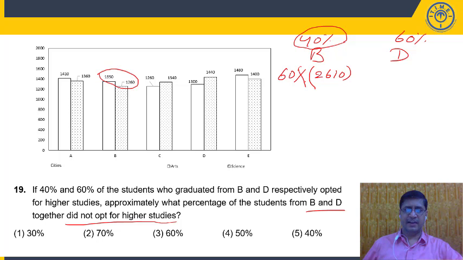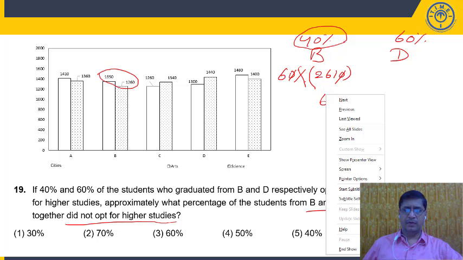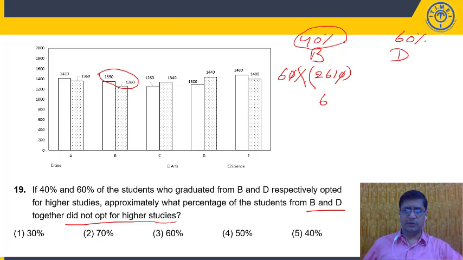So the percentage and 0 get cancelled. The product of these two numbers, 6 times 261: 1 times 6 is equal to 6, now 36 and 15, 1566. What about the D?